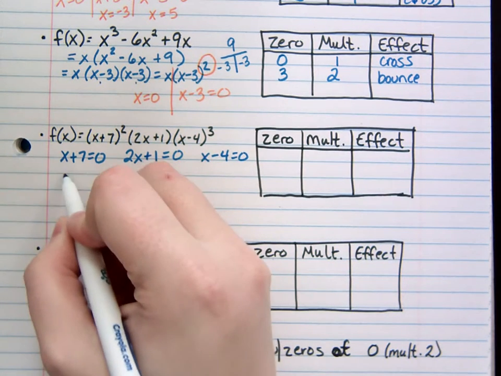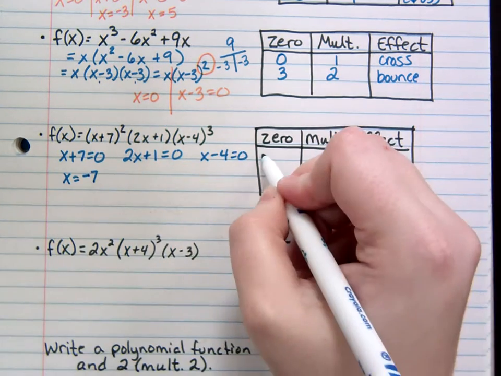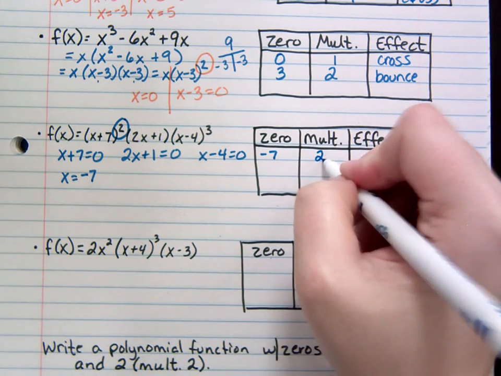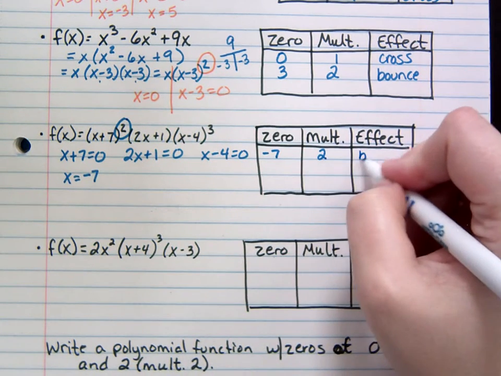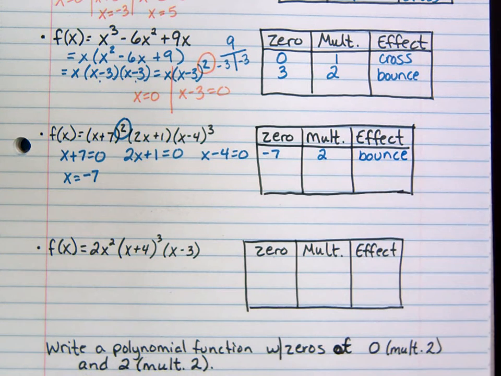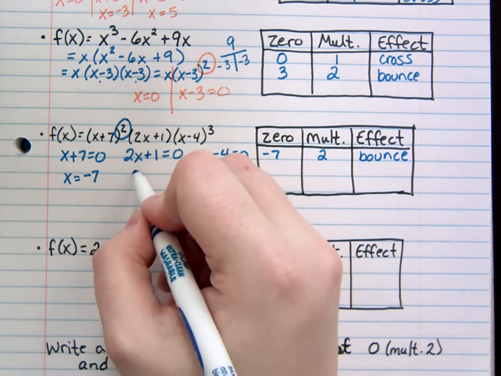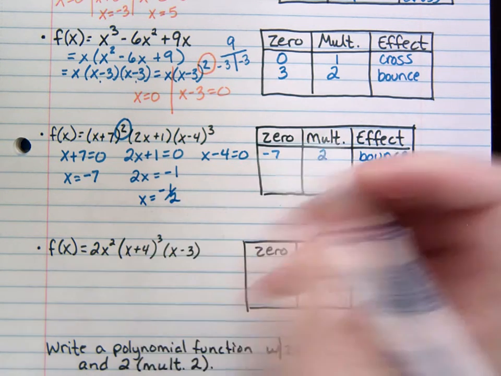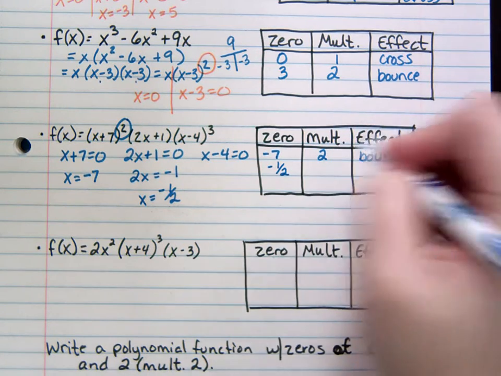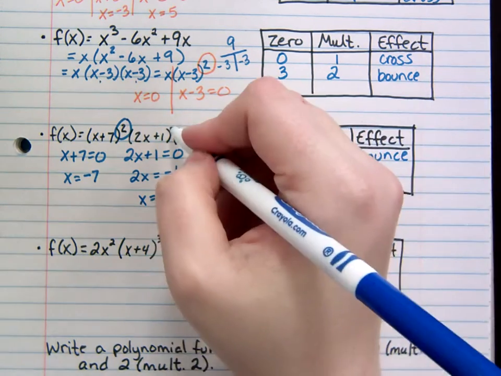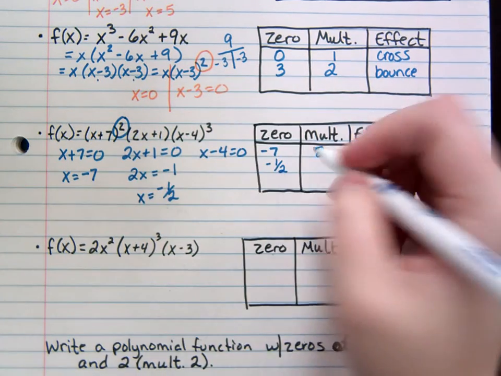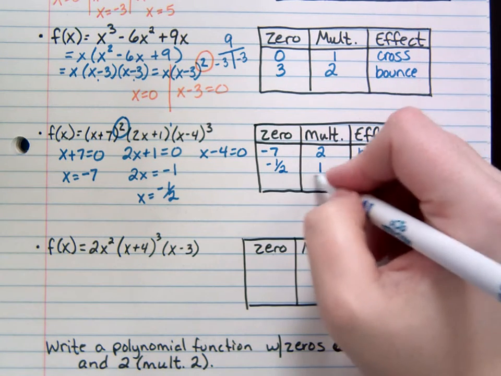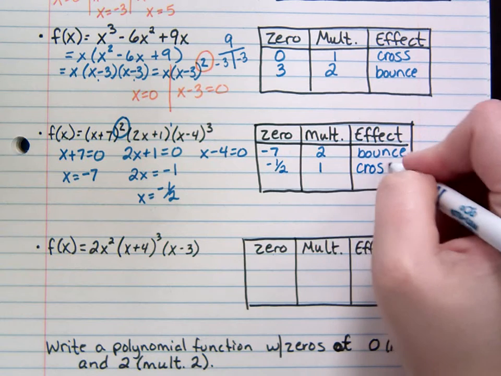So this one, I get -7. The multiplicity of this one is 2, because the exponent is 2, and because this is an even number, the graph bounces at that position. On this one, you subtract 1 from both sides, then divide by 2 to get -1/2. So that's my second zero, and the multiplicity of this one is 1, because 2x plus 1 only occurs once. No exponent means it's just an exponent of 1. And because this is an odd number, the graph crosses at that point.